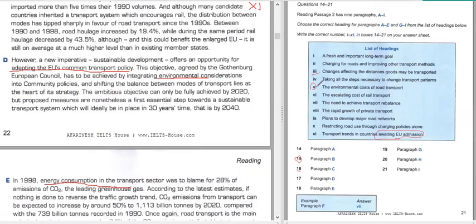Did you match? What was your answer? I wrote it as fourth. Taking all the steps necessary to change transport patterns. Yes, sir.